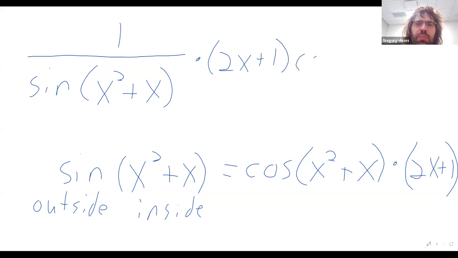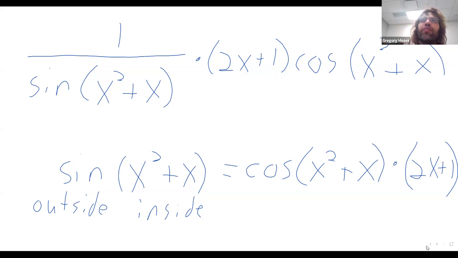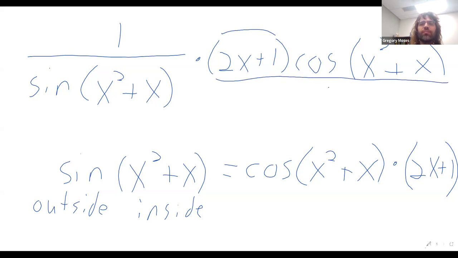I think it's usually more readable to have parenthetical expressions in front of trig functions. So I'm going to rewrite that ever so slightly. When you multiply, order doesn't matter. I can write the 2x plus 1 first if I want to. And again, going back to what I was saying earlier, if you saw this in the textbook and you went to the back to check your work, it's likely that it would be written slightly differently.